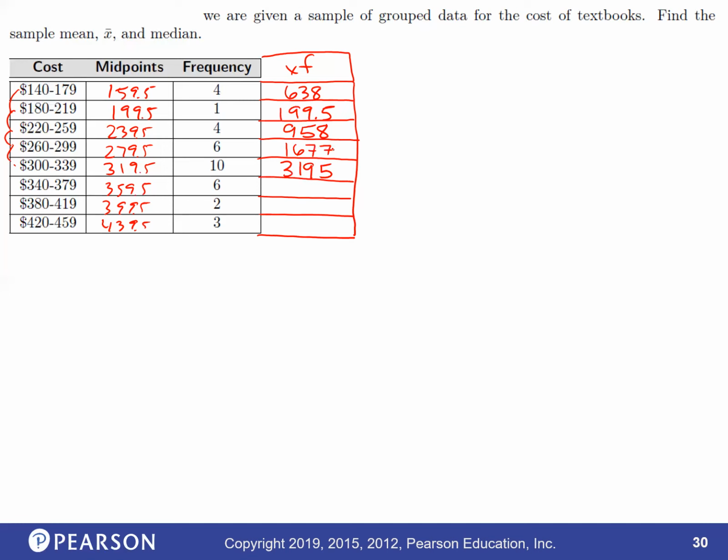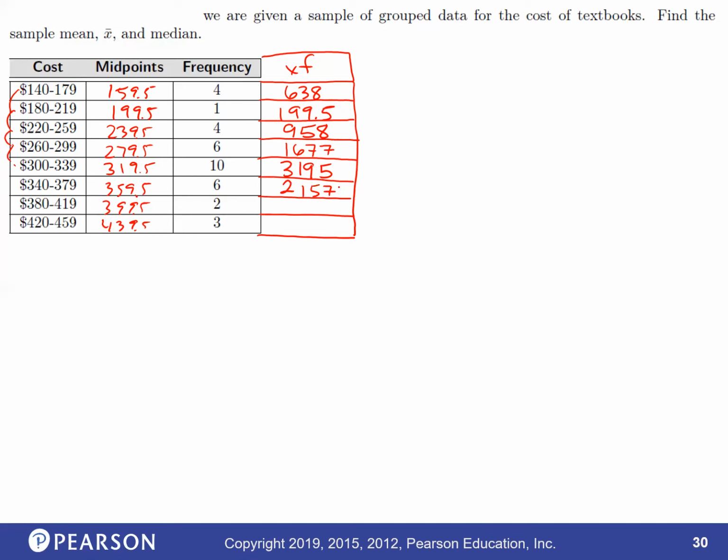1677. Let's give the answers to this. Okay, 359.5 times 6. Just a little louder. 2,157. Oh, sorry, I got to raise down here. 2,157. Okay. Just speak a little bit louder here, just so I got it.